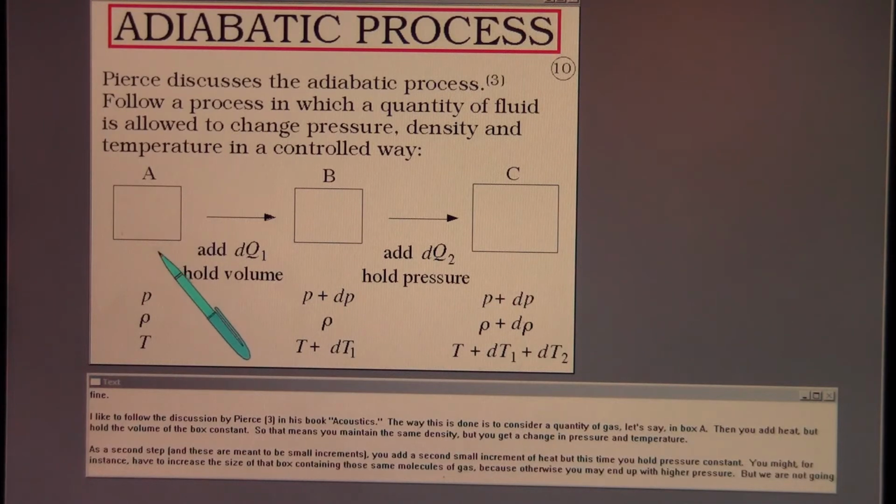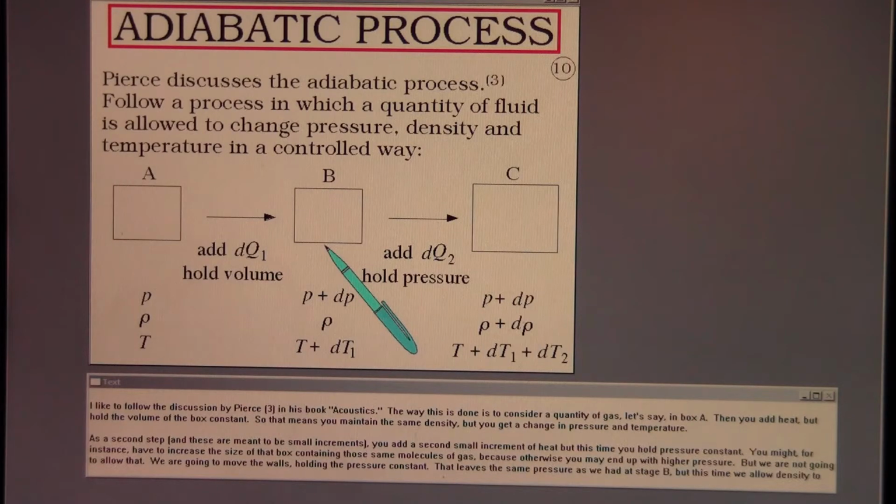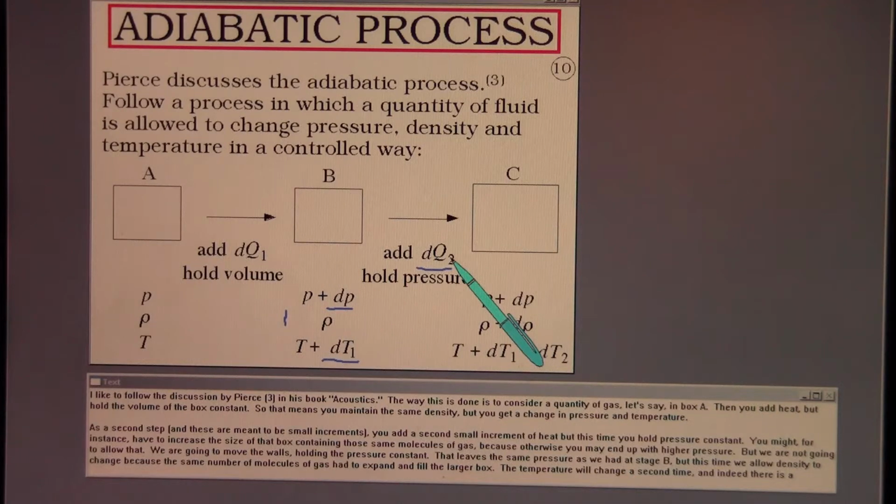The way that this is done is to consider a quantity of gas, let's say in box A, then you add heat but hold the volume of the box constant. So that means that you maintain the same density, but that you get a change in pressure and in temperature. As a second step, and these are meant to be small increments, you add a second small increment of heat, but this time you hold pressure constant.